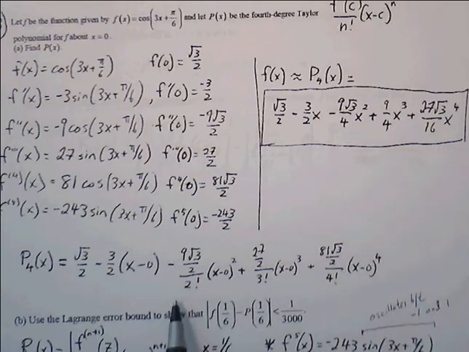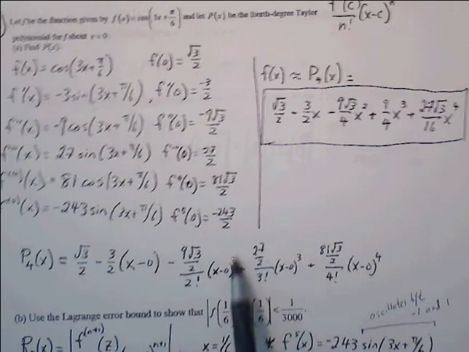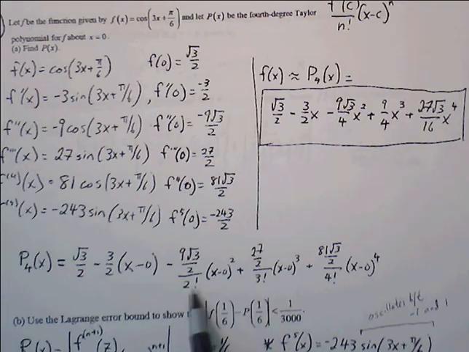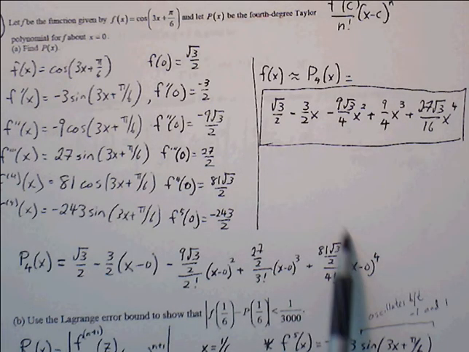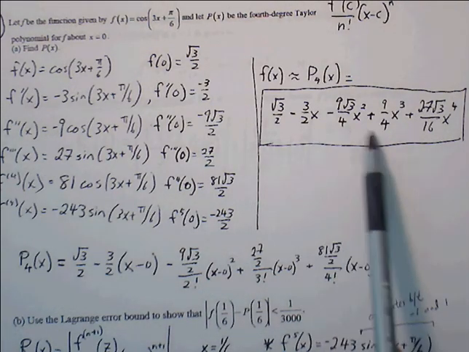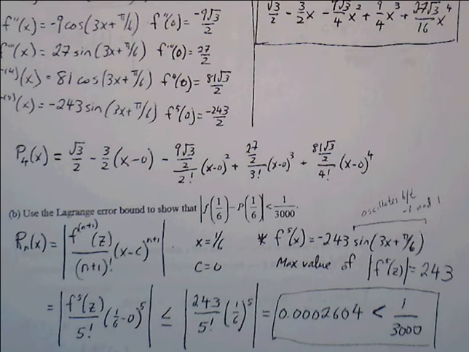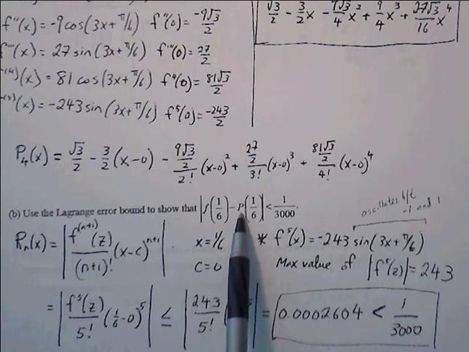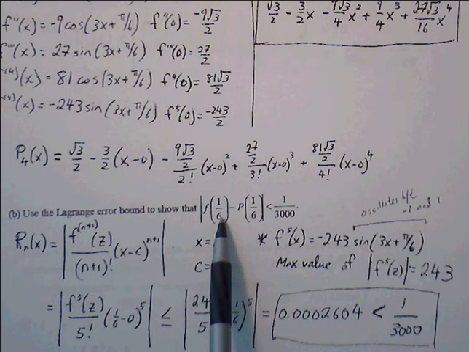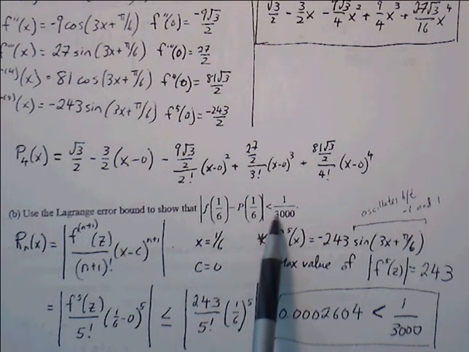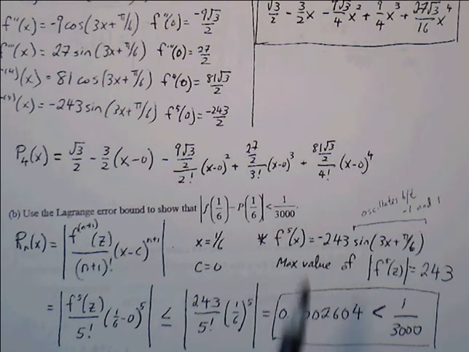So here is the work shown for dividing by the 2 factorial, 3 factorial, and 4 factorial. And then here's the resulting answer there. Part B, use the Lagrange error bound to show that the difference between the actual function evaluated at 1/6 minus the Taylor polynomial at 1/6, the maximum error will be less than 1 over 3,000.